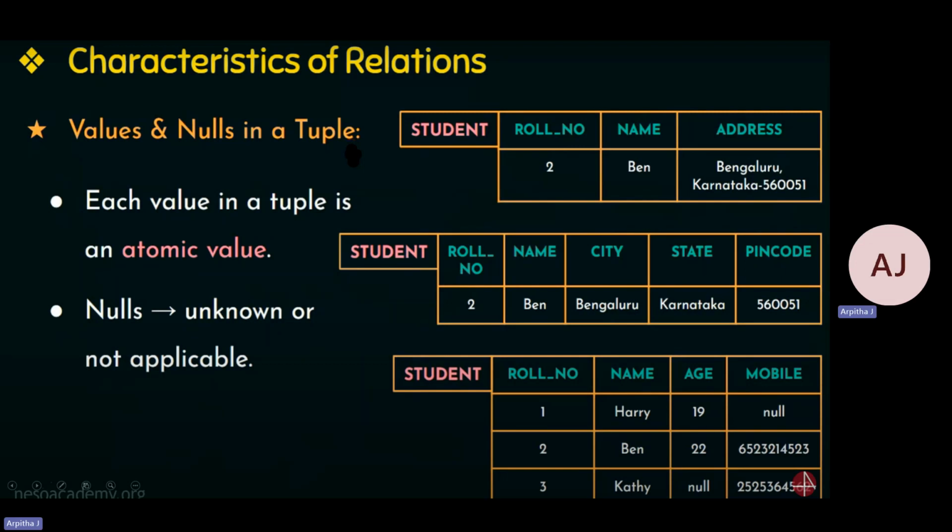Fine. Next one is the next characteristic. See, there are four characteristics. The first two we finished. We'll see the next one. Next one is values and nulls in a tuple. So we have seen this. What type of values can you put inside this particular relation? So the next characteristic is values and nulls in a tuple. What type of values can you put? We have seen composite values.